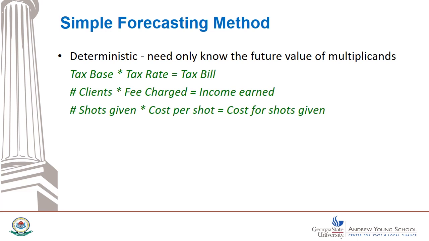A simple method is to use what's called a deterministic formula. That's one where you know the future value of the items that are multiplied together. Several examples help illustrate this point. The tax rate times the tax base equals the tax bill. The number of clients times the fee charged equals the income earned. The number of shots given times the cost per shot equals the cost for shots given. All of these produce results if you know or can estimate the multiplicand.